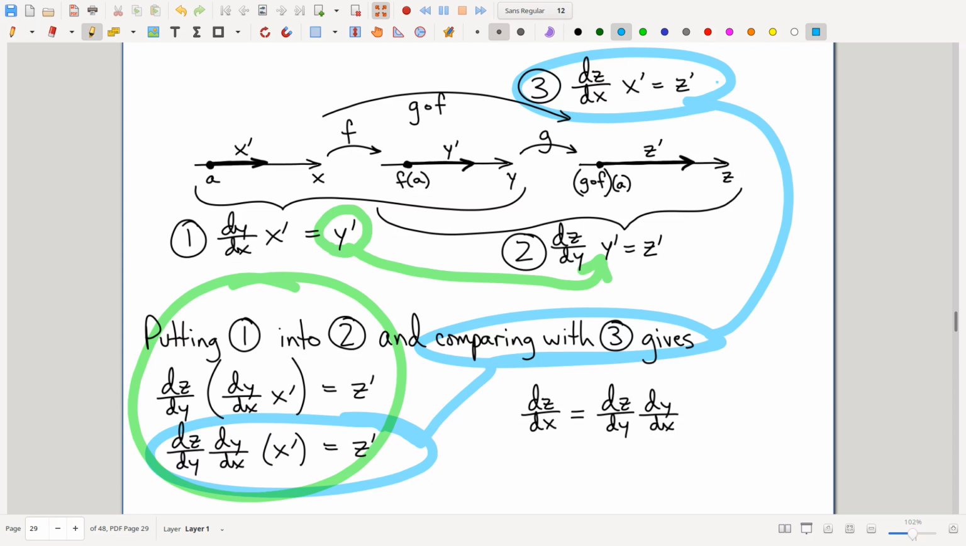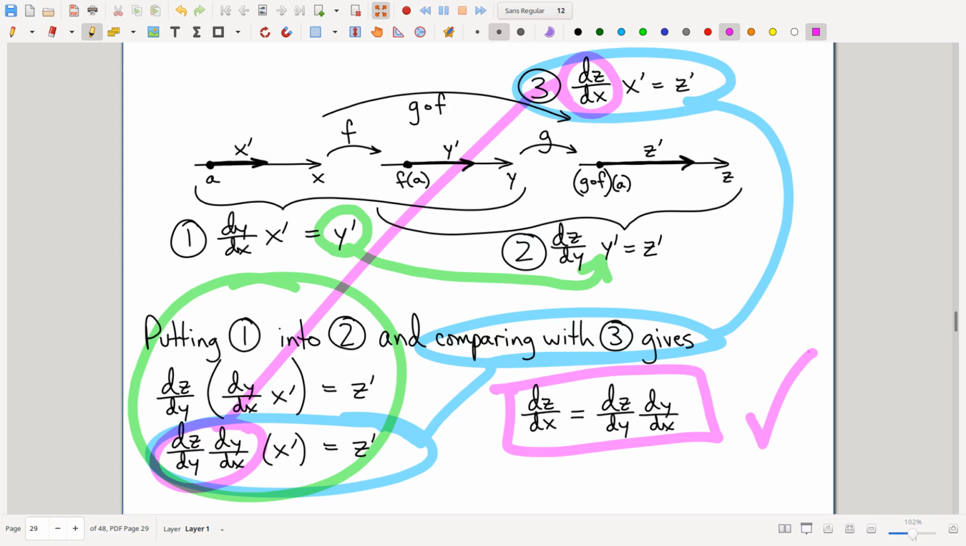This equation down here tells me what to multiply by x prime to get z prime. And this equation over here also tells me what to multiply by x prime to get z prime. That being noticed, those two things, both being what I multiply by x prime to get z prime, must be equal, and thus we get our chain rule, the Leibniz form of the chain rule that I'm sure you all recognize. Is that cool? Everybody happy?